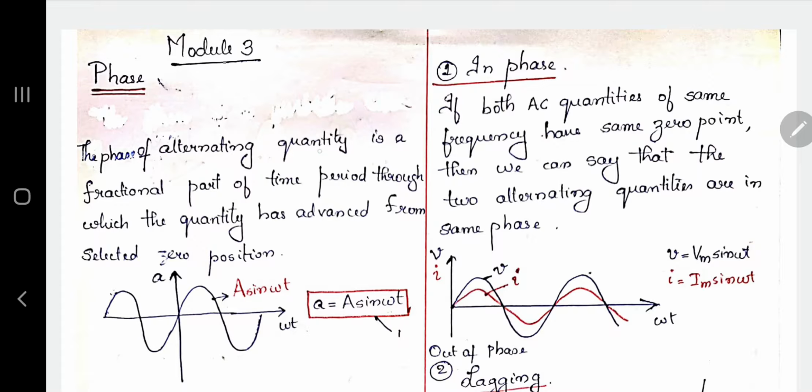Hi friends, we are going into the class 1 of module 3. This module 3 is a continuation of alternating current, and in this class we are going to study about what is phase. Okay, so what is meant by phase?